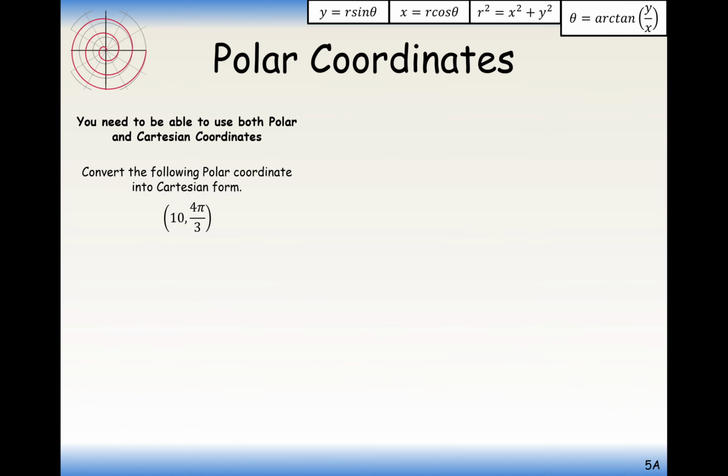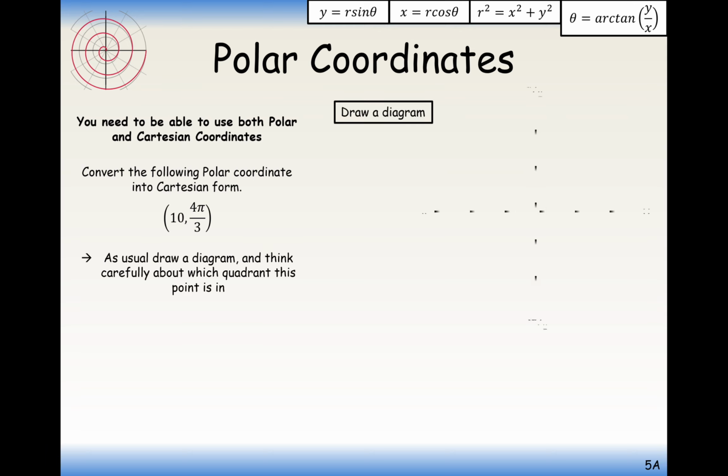Okay, let's move on to doing it the other way round now. We're now going to go from polar coordinates to Cartesian coordinates. You can tell this is a polar coordinate because 4 pi by 3 is definitely an angle of rotation, so you can tell from the second part of the coordinate whether it's a polar or Cartesian coordinate. But let's draw it on the diagram first.